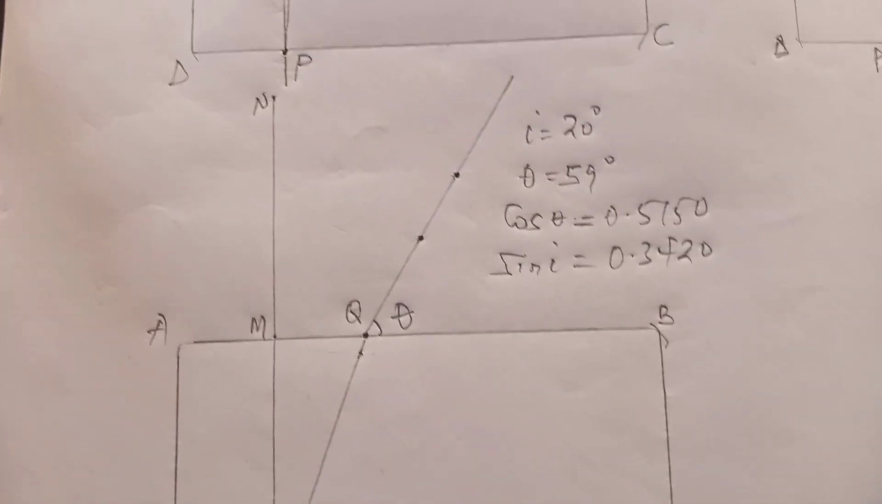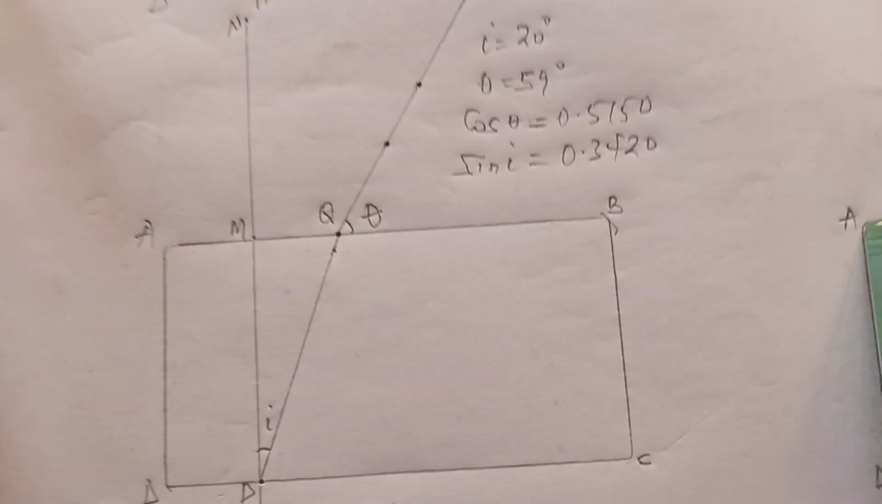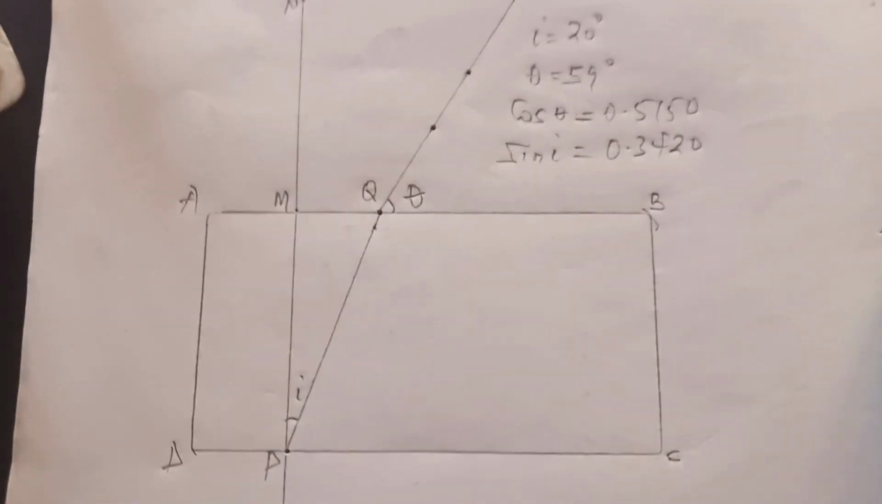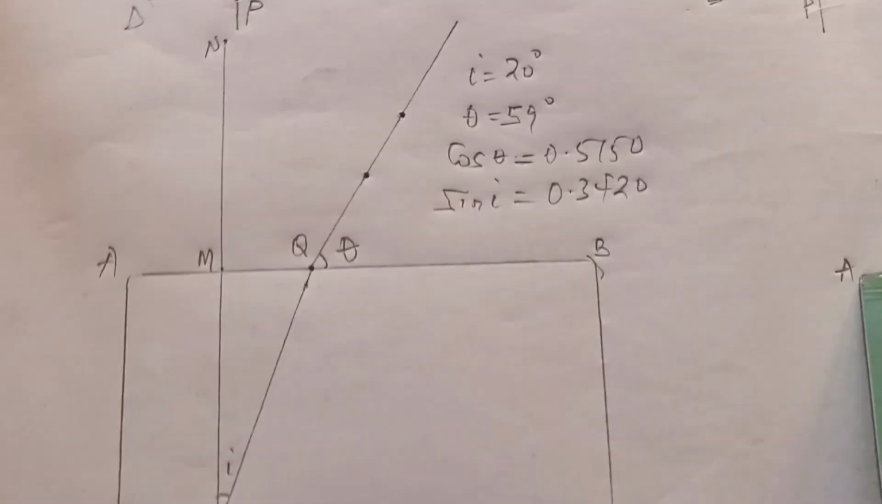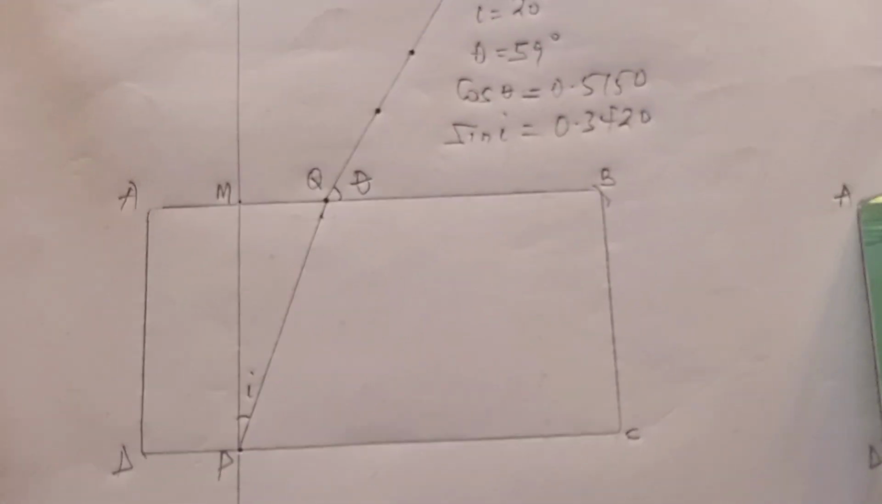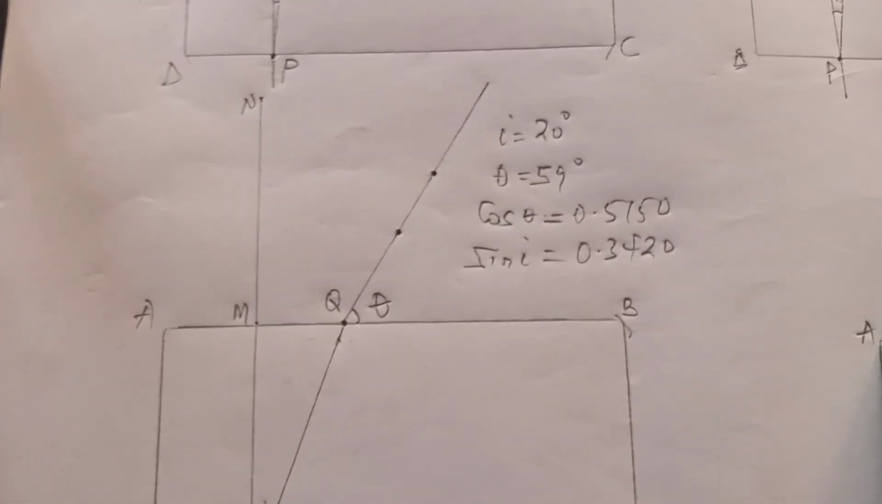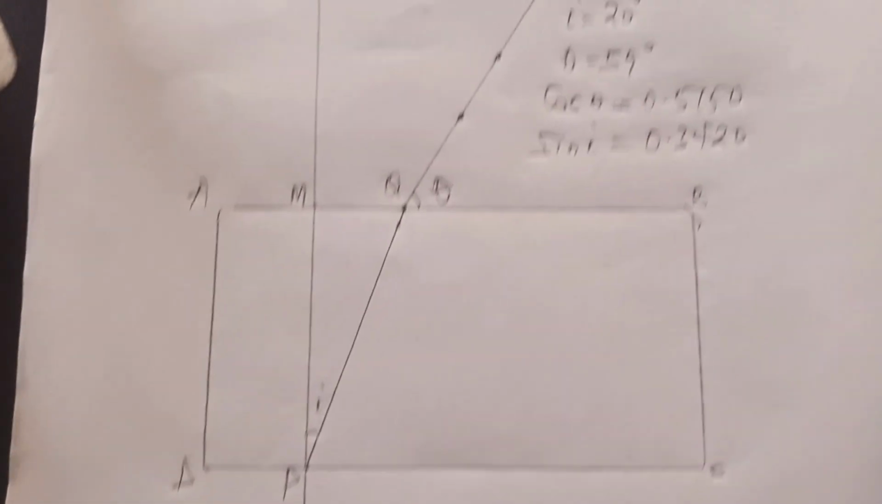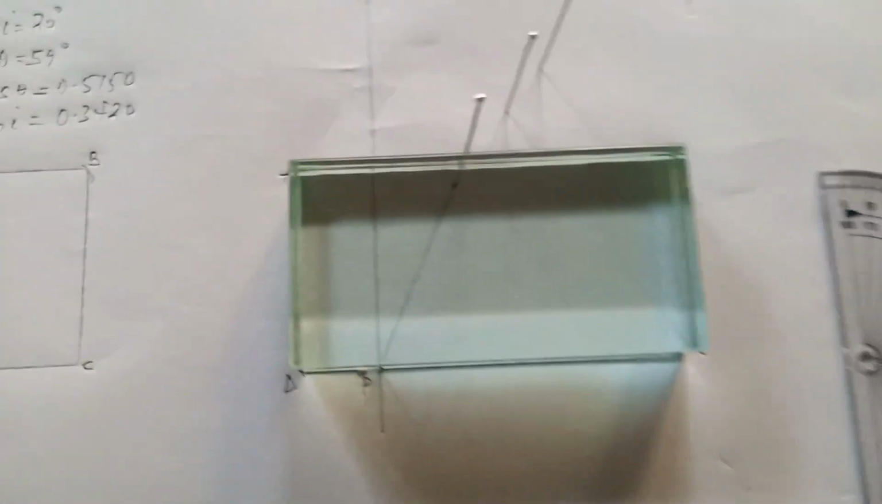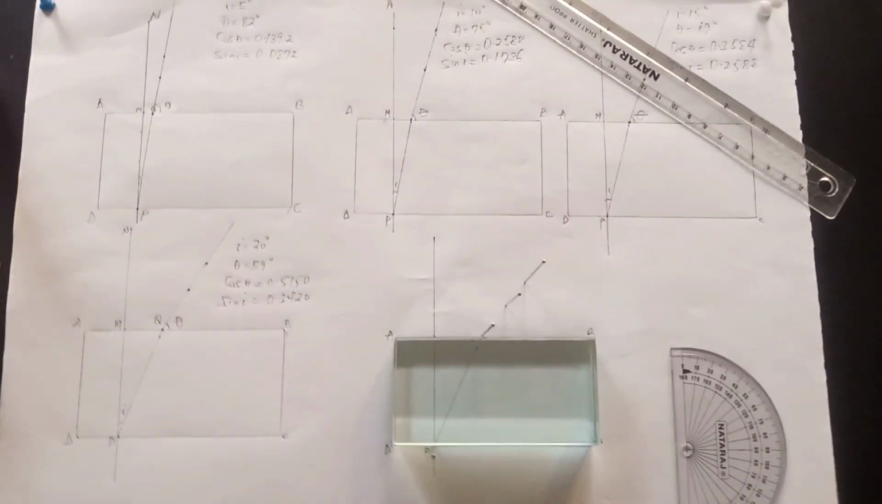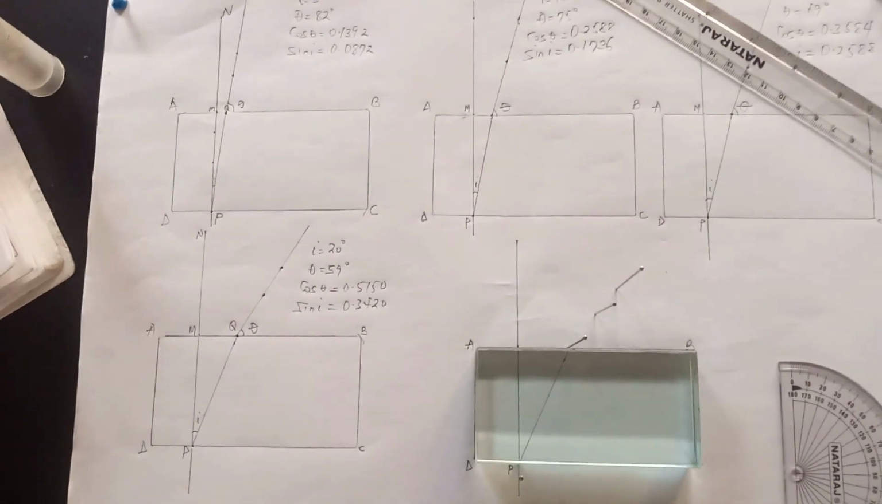Okay guys, as we begin to wrap up, this is what we've gotten. For the fourth reading of I equal to 20 degrees, we have our theta measured to be about 59 degrees. And then by punching cos theta, we got 0.5150, and sine of the angle of incidence I, which is 20, gave us 0.3420. So proceeding to the last one, we've also set up the experiment as usual, following through from what we've been able to do. You can see the complete setup here, following through from what we've been able to do from the first measurement.